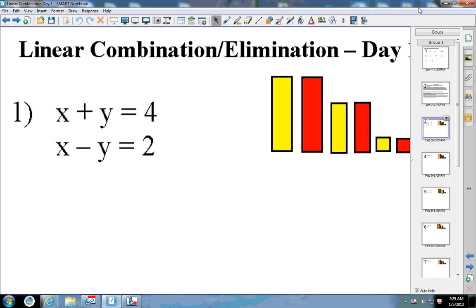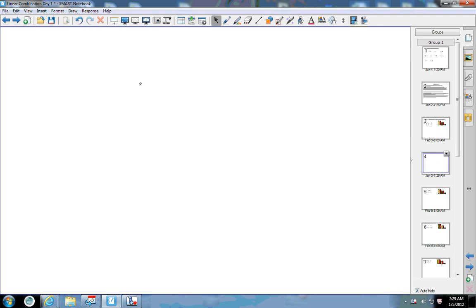Okay, we're going to talk about how to solve systems of equations by linear combination. This is called linear combination, or it's called the elimination method. The reason it's called the elimination method is we're going to start from the very beginning by getting rid of one of our letters. I want to go back a second and talk about systems of equations.